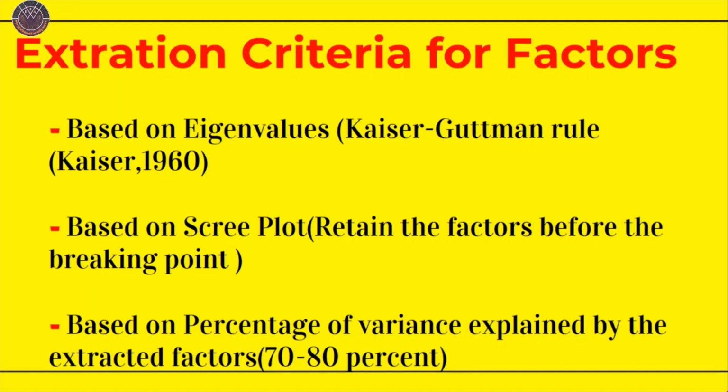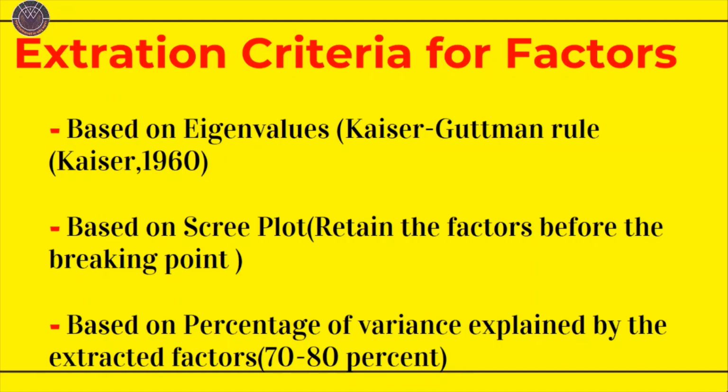The third criterion is based on the percentage of variance explained by the extracted factors. Let me again make you understand; I have briefly explained this earlier also. Suppose you have extracted 2 factors or 3 factors, and these factors are capable of explaining the entire concept or variable under investigation. Suppose the combined variance of these factors is 70% or more. We can say that the variance produced by this set of factors is quite sufficient to determine the variance in the entire set of variables.